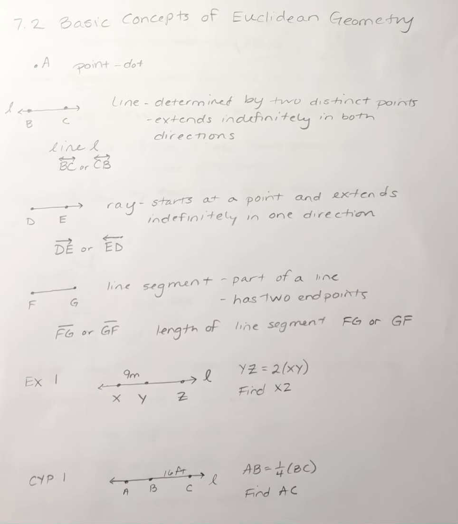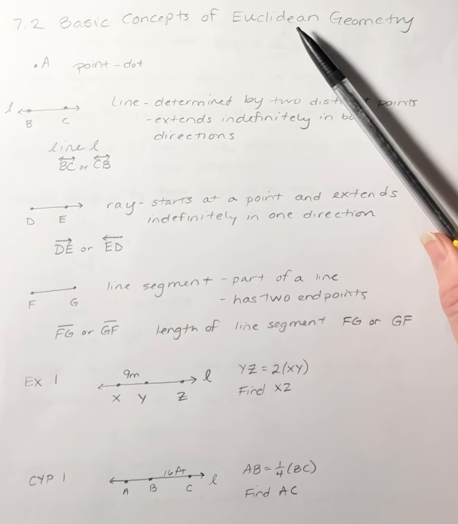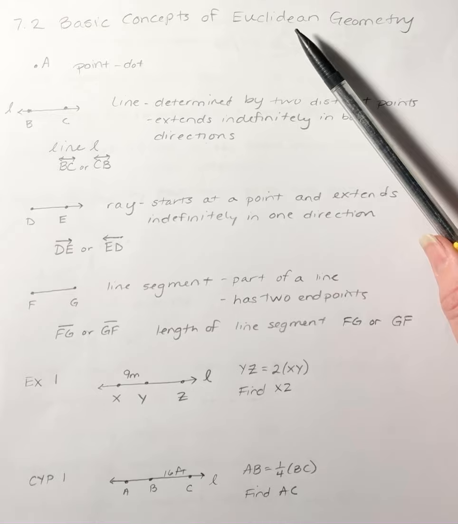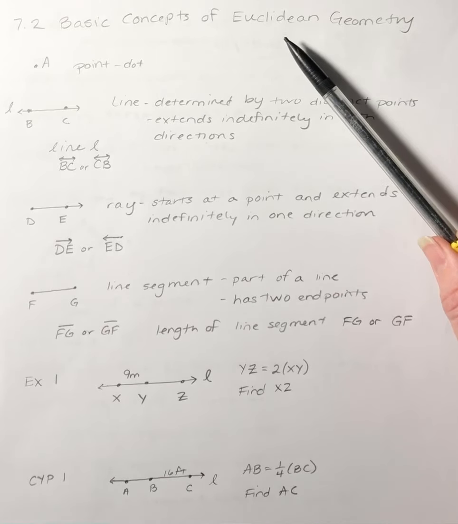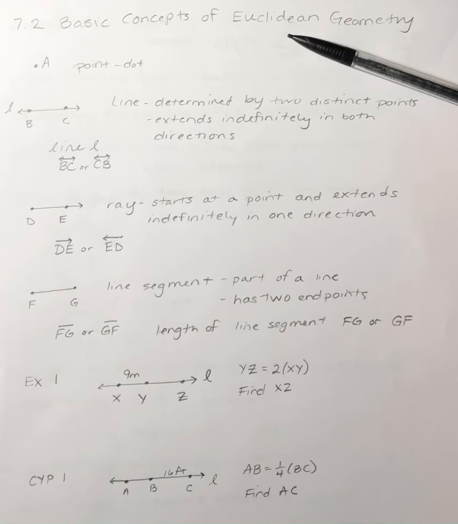All right, section 7.2 is on basic concepts of Euclidean geometry. Euclidean geometry is the geometry that you guys took in high school. There are different kinds of geometry. There's spherical geometry, Euclidean geometry. This is the kind that you already know, so there's nothing special about it.